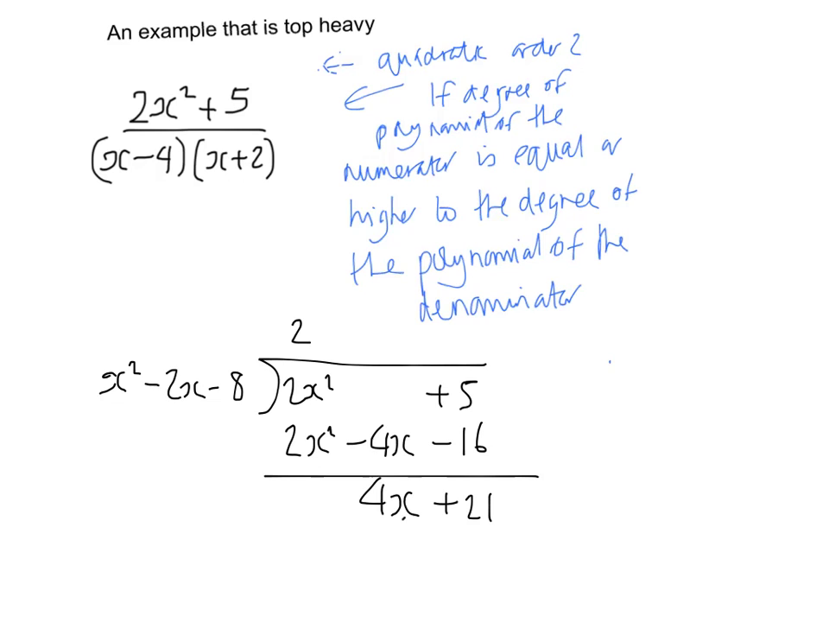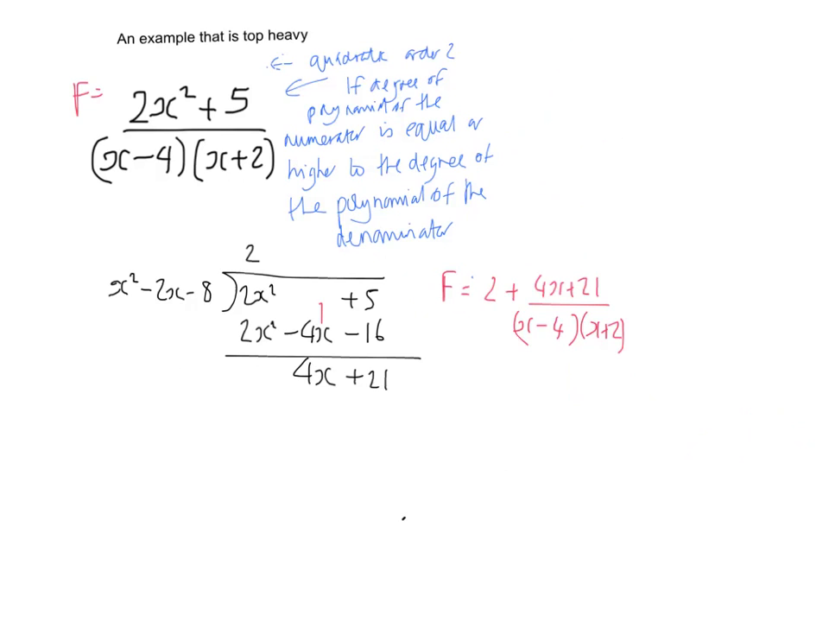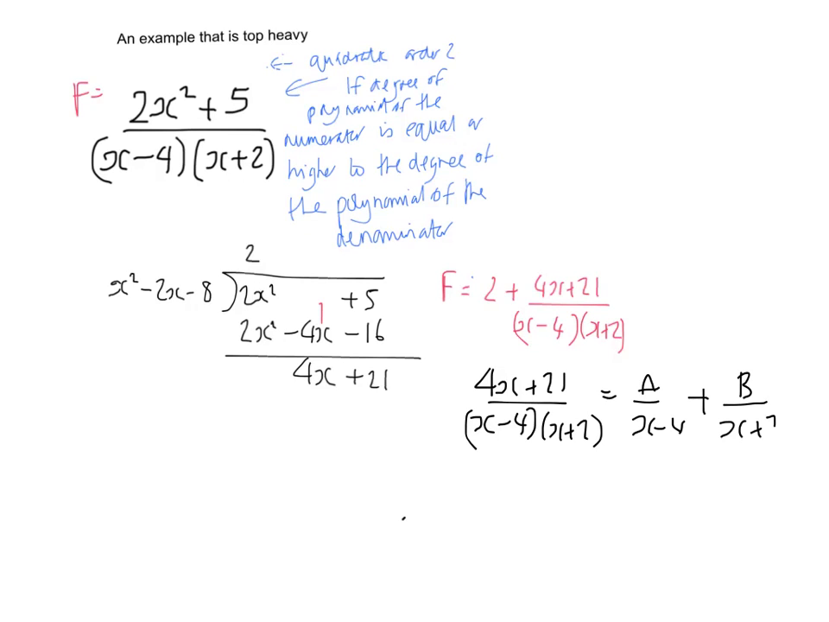So the fraction that we started with, let's just call that f for fraction, is equal to 2 plus (4x plus 21) over (x minus 4)(x plus 2). And then we just do partial fractions on this bit. So if we say (4x plus 21) over (x minus 4)(x plus 2) equals a over x minus 4 plus b over x plus 2.